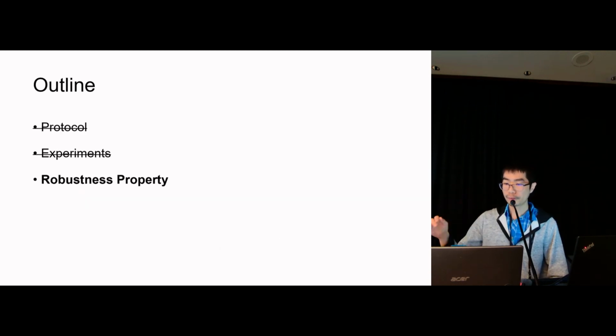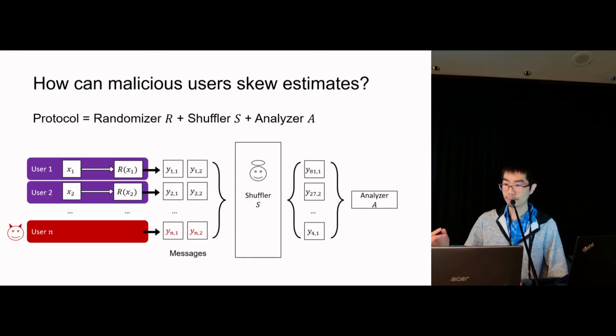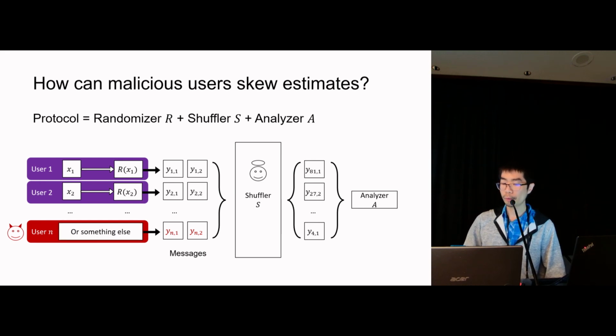Let's close off with a robustness property. So what is robustness? Well, we're imagining a user who is malicious. They can send arbitrary messages to the shuffler, which will affect the computation performed by the analyzer, obviously. So as a baseline example, you can run the randomizer on value 1, which means there's going to be some bias towards 1, when maybe there shouldn't be. But there are potentially other ways of biasing the computation.